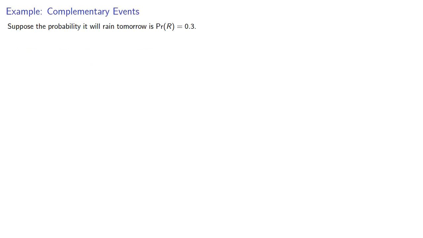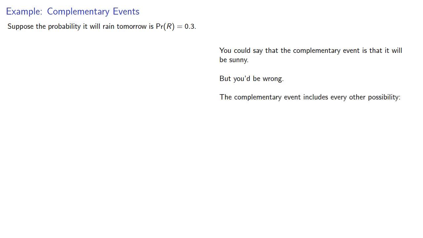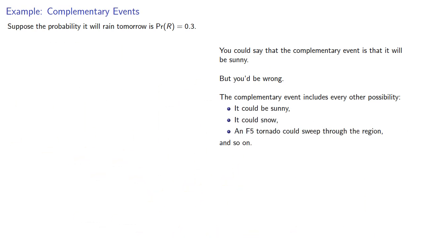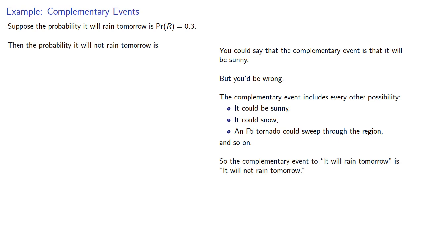And for example, suppose the probability it will rain tomorrow is 0.3. Now you could say the complementary event is that it will be sunny, but you'd be wrong. The complementary event includes every other possibility. It could be sunny, it could snow, an F5 tornado could sweep through the region, and so on. So the complementary event to it will rain tomorrow is it will not rain tomorrow.